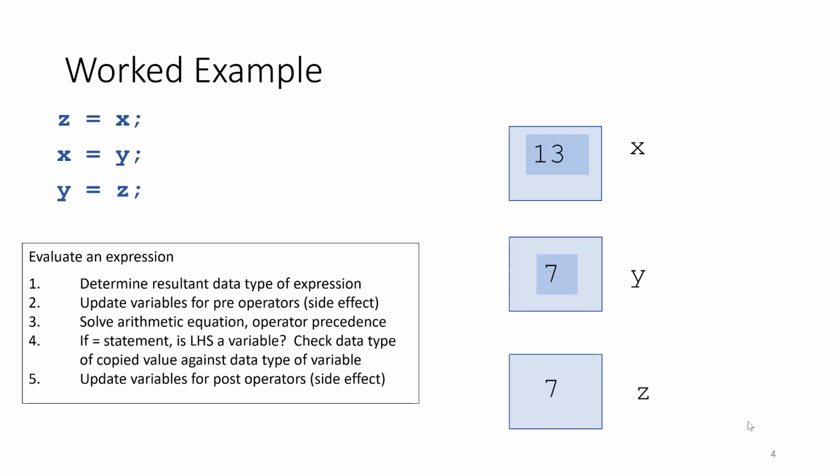At the end of these expressions, the variables would have the following values. X would have the value 13, y would have the value 7, and z would have the value 7. That is the end of this worked example.